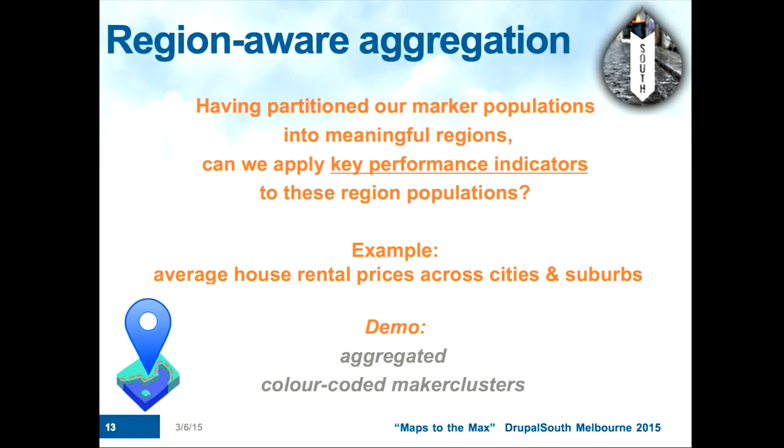So we've gone through clustering, we've gone through region-aware clustering. Now that we've got our markers grouped into meaningful areas, can we now do something with that? Like apply key performance indicators relevant to the site. An example is real estate prices.